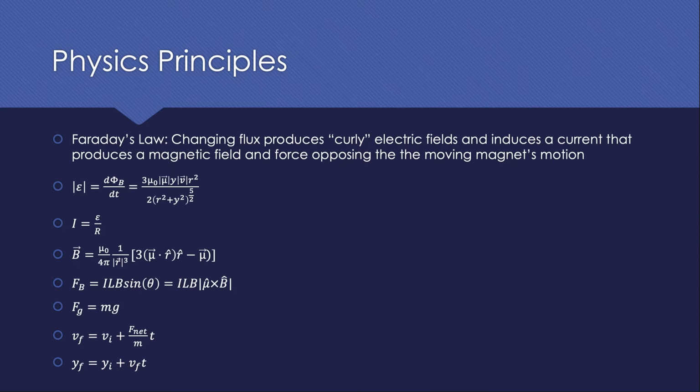The third equation is used to find the magnetic field of a dipole, and the fourth equation is used to find the magnetic force of a wire. Since the magnet will be falling, we must also take into account the force of gravity, and the last two equations are kinematic equations that we will also use in the code.